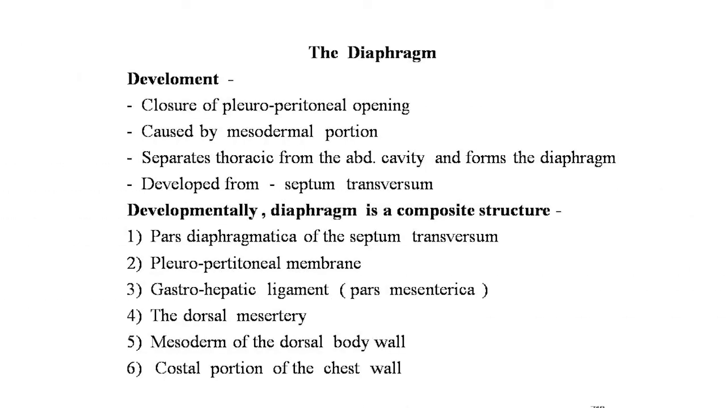Now the diaphragm, development of the diaphragm, that is the closure of the pleuroperitoneal opening, is caused by a mesodermal partition which separates the thoracic from the abdominal cavity and forms the diaphragm in the adult. The diaphragm is developed from composite structures of which the septum transversum is the main. Developmentally, the diaphragm is composed of the pars diaphragmatica of the septum transversum, the pleuroperitoneal membrane, the gastrohepatic ligaments, that is the pars mesenterica, the dorsal mesentery, the mesoderm of the dorsal body wall, and the costal portion of the chest wall.